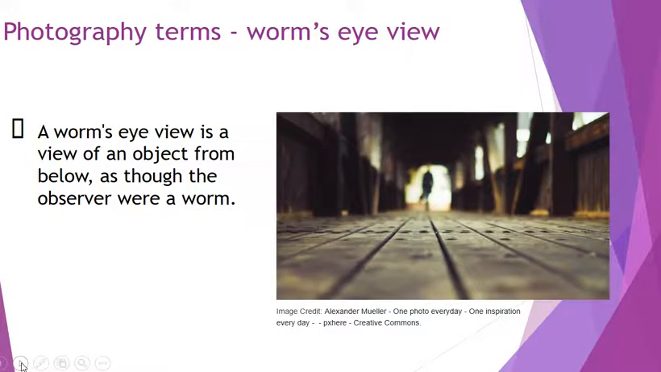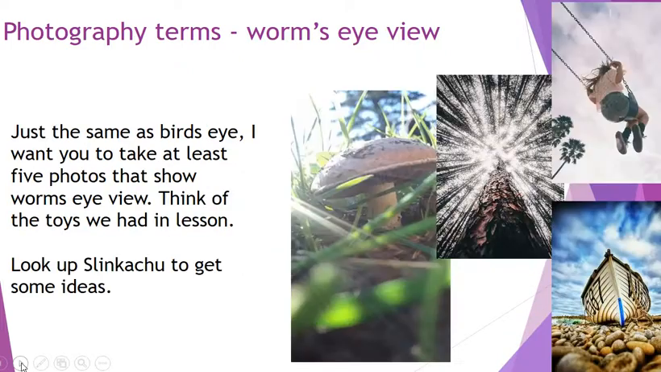Okay, so last week I talked about bird's eye view. This week I've just put on there worm's eye view. So worm's eye view is same idea, but the complete opposite. So you're looking up from the ground. So the best artist to look at, photographer to look at when talking about this is Slinkachu. He does some absolutely fantastic work. He really does. It's all little toys and how they're kind of living their life as little toys. He made a book called Little People in the Big City, and it's really cool. So if you look up Slinkachu, you'll get some good ideas.